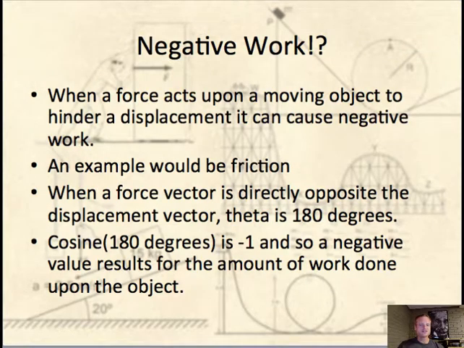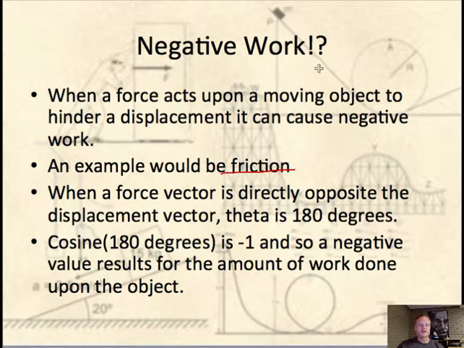Okay, so believe it or not, you can actually have negative work. And you might say, what? How can you have negative work? Well, basically, when a force acts upon a moving object to hinder a displacement, it can cause negative work. And you might say, what's an example of this? Well, a good example would be something called friction. Okay, friction hinders the movement of an object. It slows the displacement down, right?